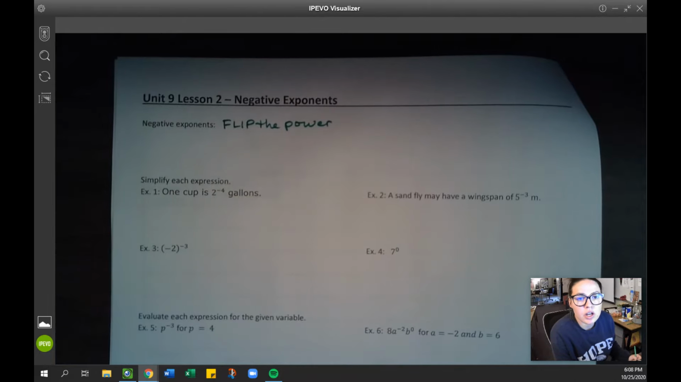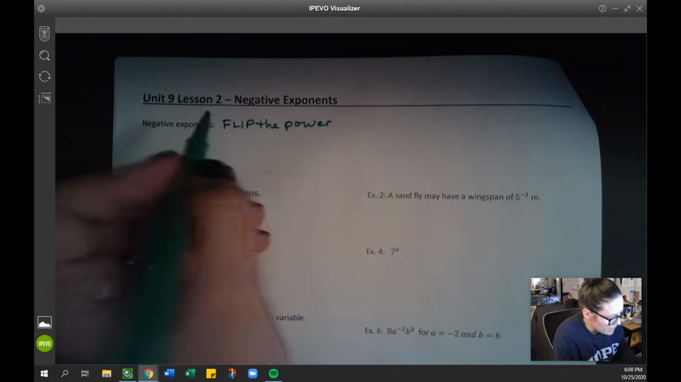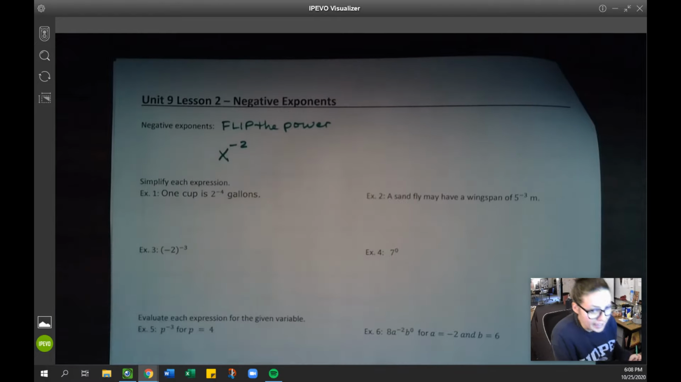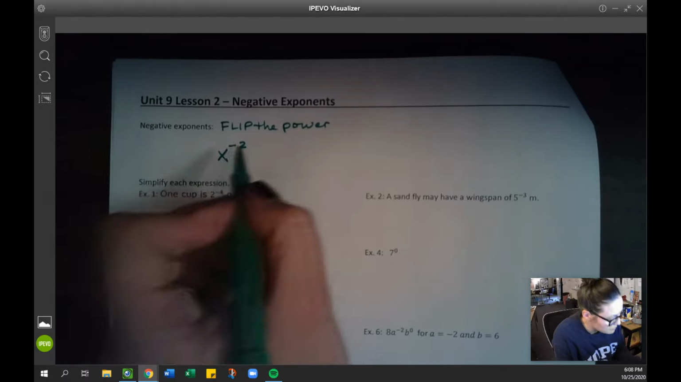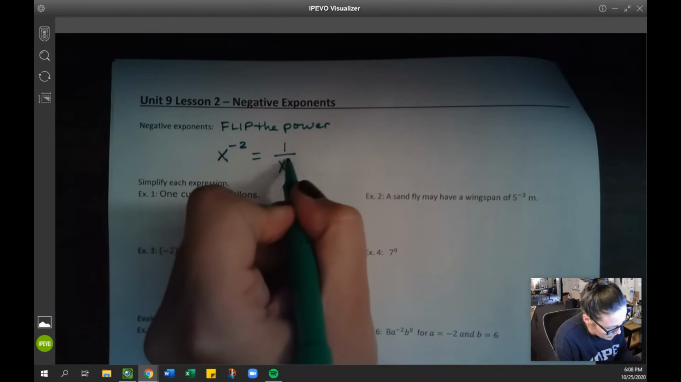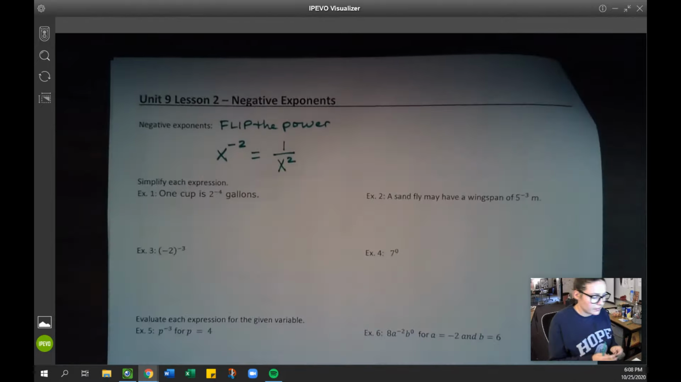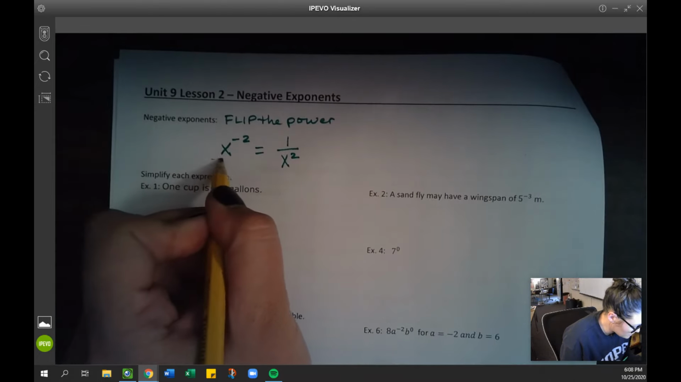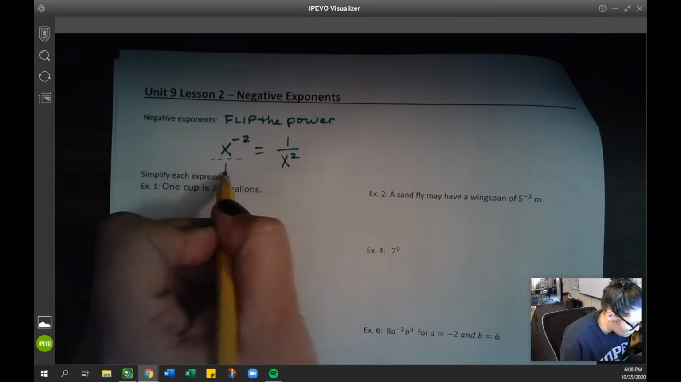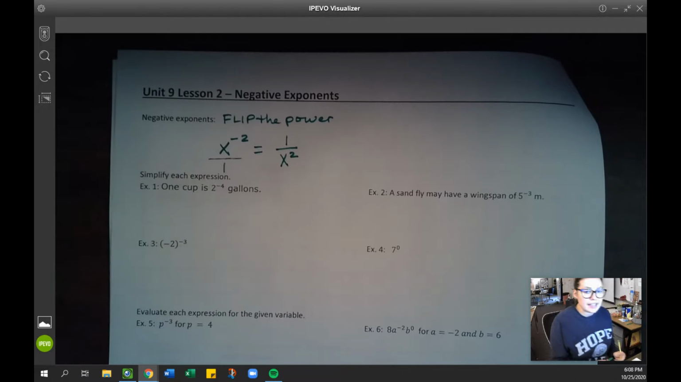Flip the power. So for example, what that means is that if I have x to the negative 2, that's the same thing as 1 over x to the 2. So how did I flip it? Well, if you think about it, this is really x to the negative 2 over 1, and it's on the top of the fraction. So anything that has a negative exponent, if it's on the top of the fraction, we flip it to the bottom. And if it's on the bottom, we flip it to the top.